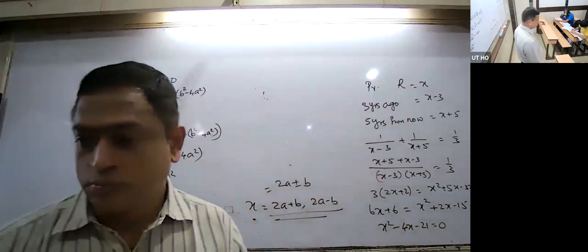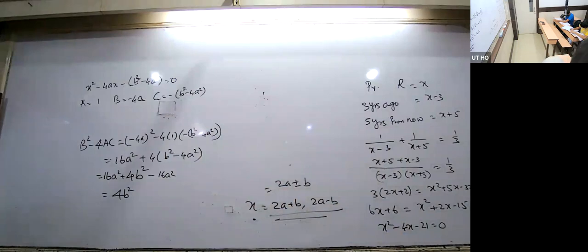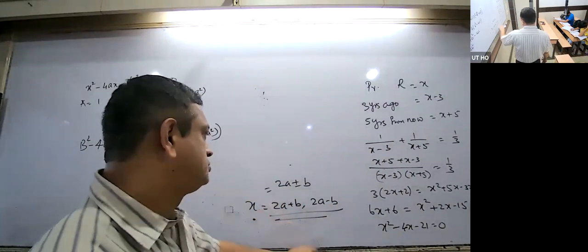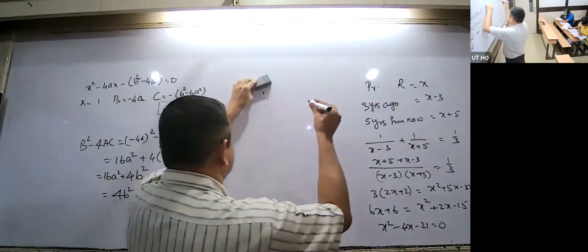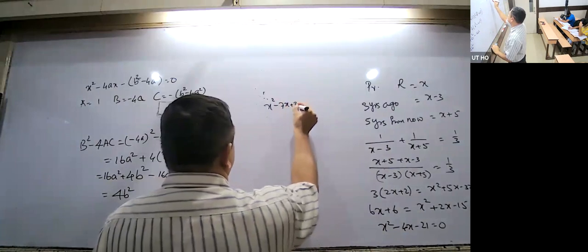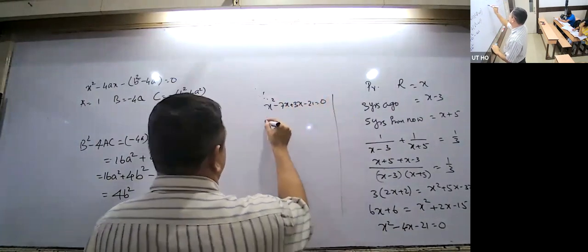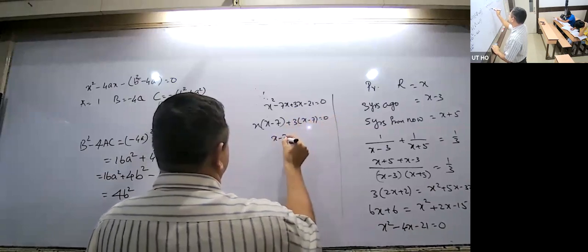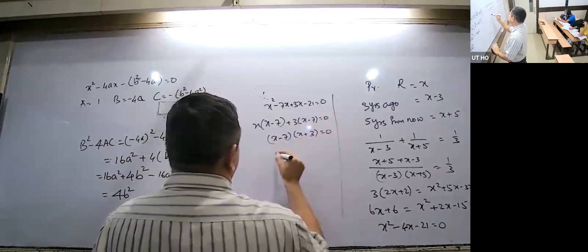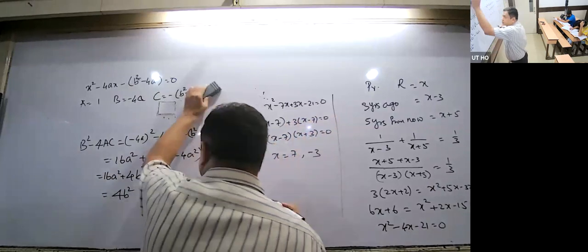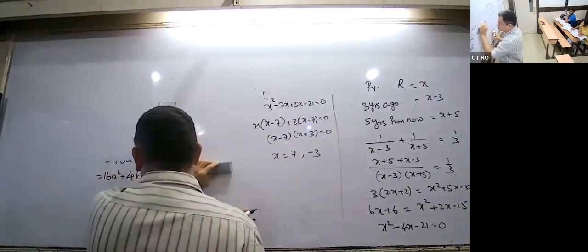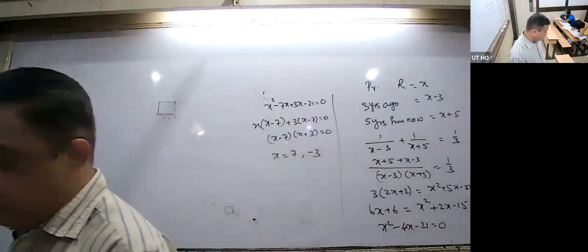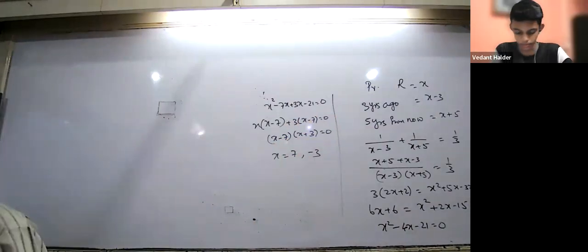What is the equation? Same. X square minus 4x minus 21. Split. Easy now? Yes, sir. 7 and 3. Age cannot be negative, so X cannot be minus 3, so present age of Rahman is equal to 7 years. Online people, all right, no problem.